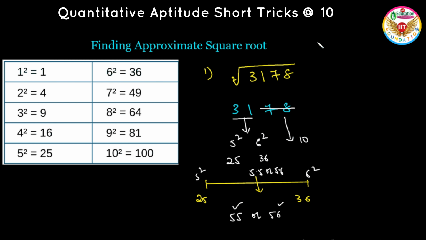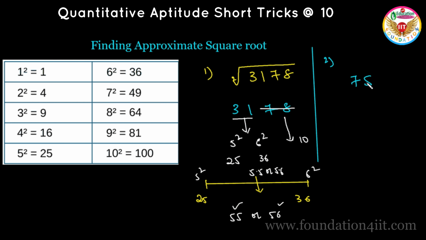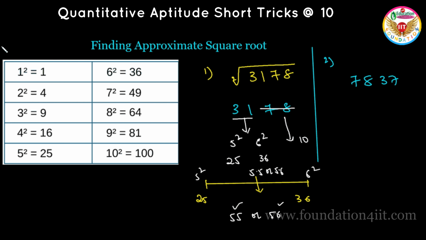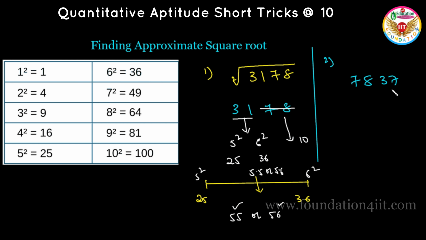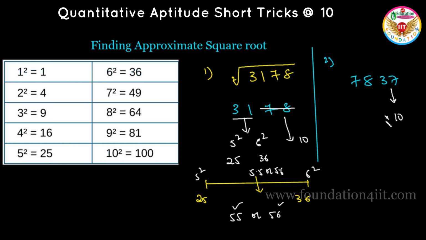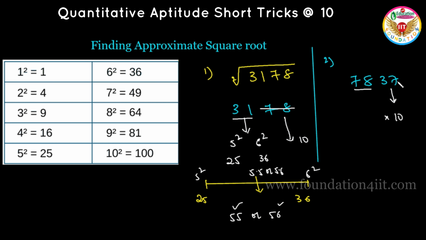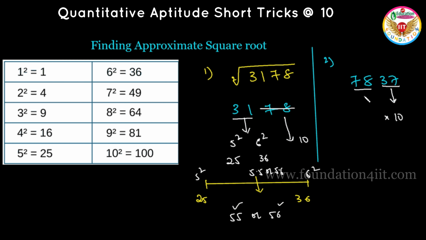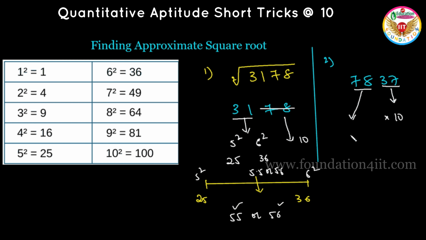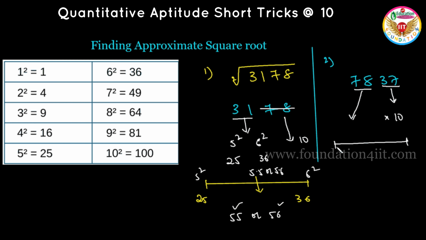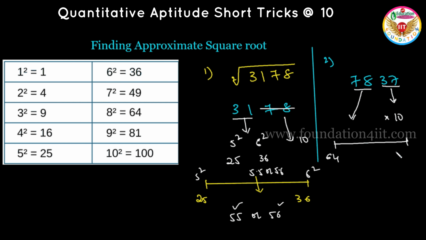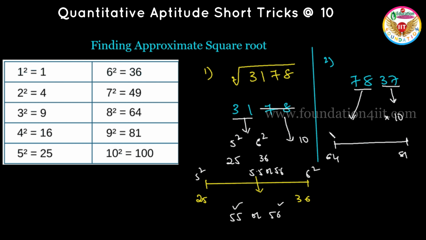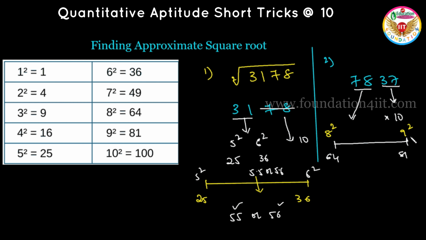Okay, let me show you one more example. Let me take one question: 7837. In this place you can treat it as multiply by 10. Any number, any units and tens, take it as into 10. Now 78, you have to check which two perfect squares it is between: 64 and 81, because 64 is 8 square and 81 is 9 square.